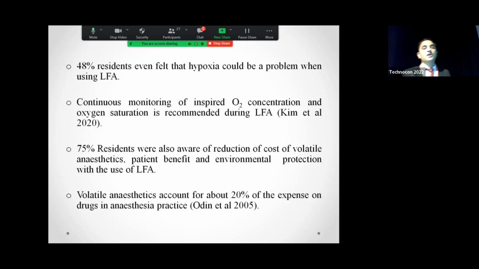75% of residents were also aware of the reduction of cost of volatile anesthetics, and the benefit to the patient as well as environment protection by using low flow anesthesia. Volatile anesthetics account for about 25% of expenses during anesthesia practice. So by lowering the flow, we can decrease the cost.